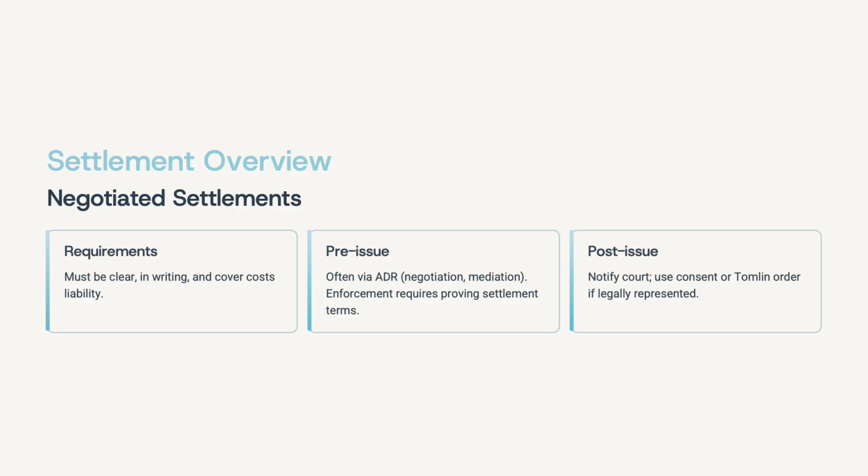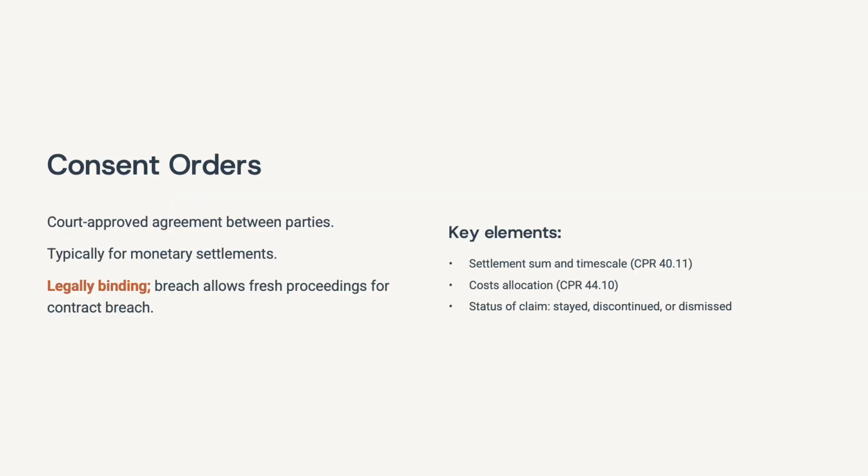Post-issue, it gets more formal. You must notify the court in writing if one or more parties are legally represented. A consent order or Tomlin order is needed. This Tomlin order is examined and we will talk about it. These make the settlement enforceable and avoid reopening the same dispute before court.